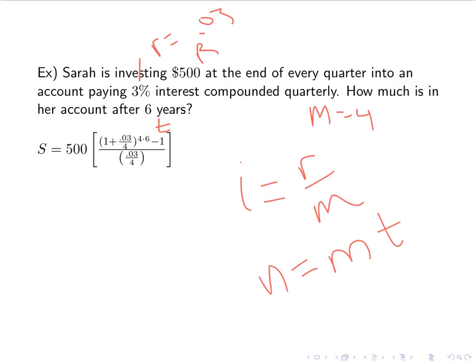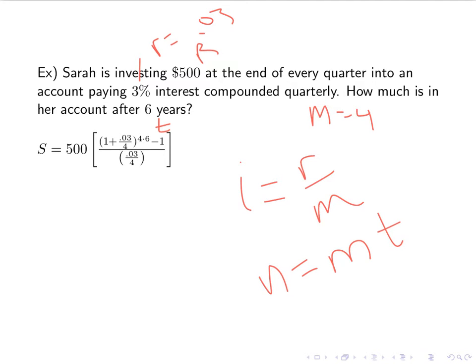in, and we get 500 times 1 plus 0.03 over 4 to the 4 times 6 minus 1 over 0.03 over 4. And then again, it's up to you to make sure you plug this into your calculator correctly. If you are having a hard time, if you're not getting the correct answers, please let me know so that we can figure out how you have to use your calculator.